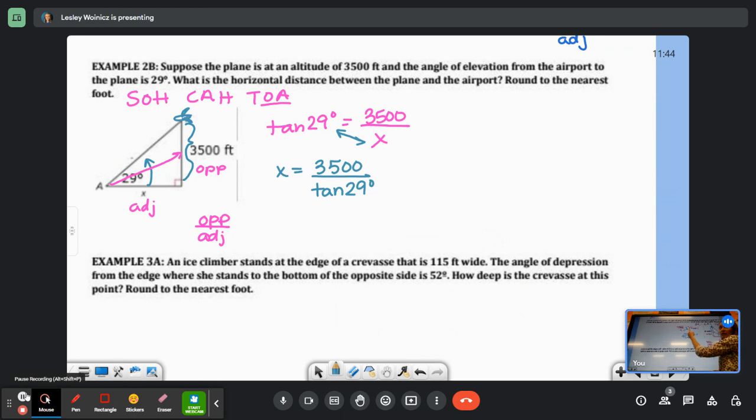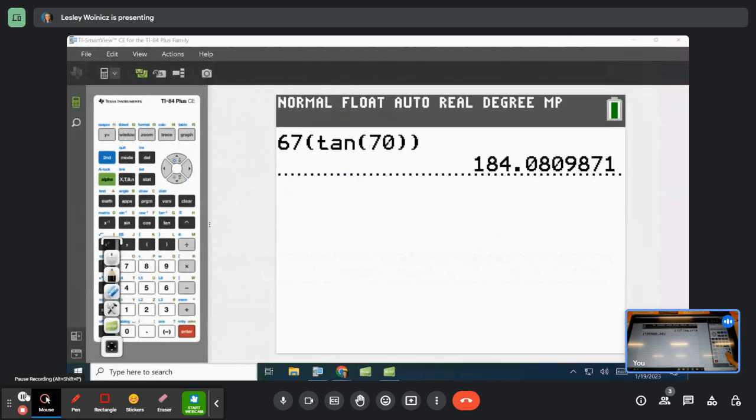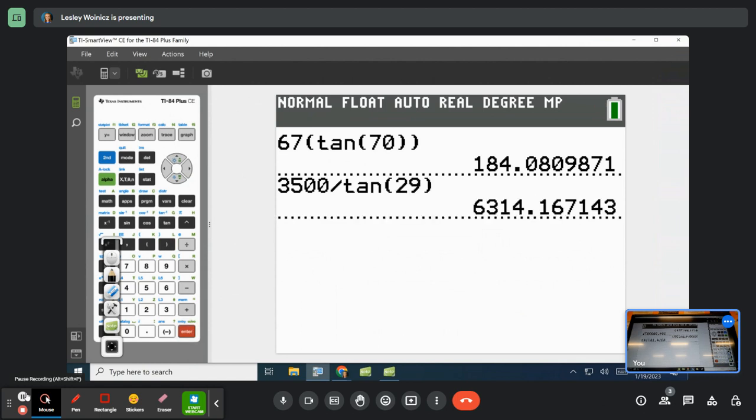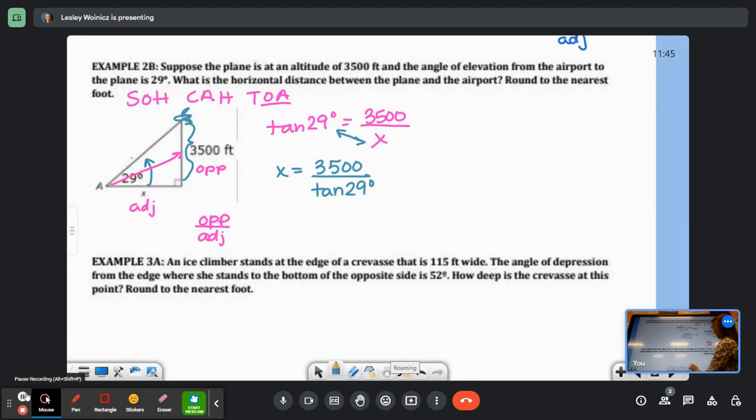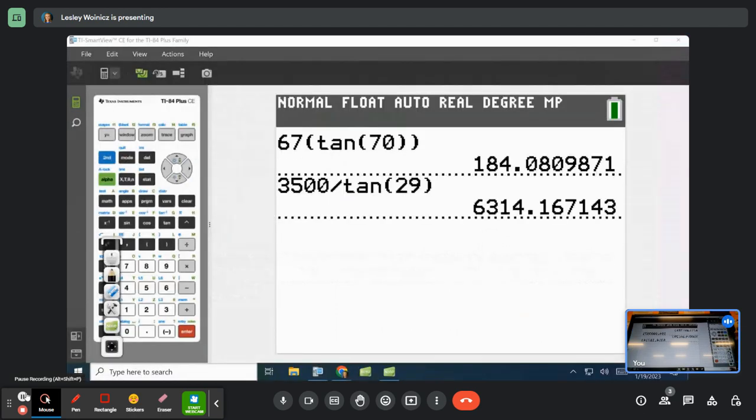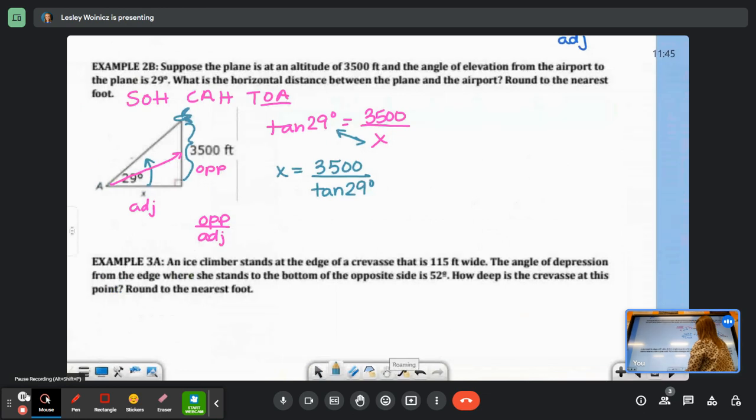We can just put that in the calculator. 3,500 divided by the tangent of 29 degrees. Okay, what does it say to round to? Foot. Okay, thank God. 6,314. So my x is 6,314.